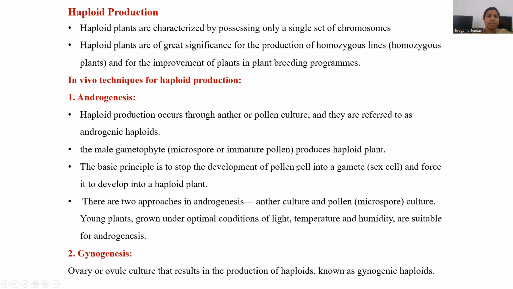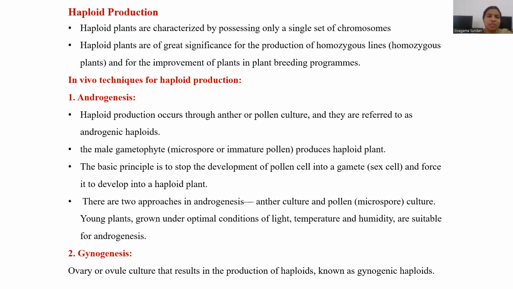So moving on to the technique, haploid production. Haploid production is nothing but producing a plantlet by plant tissue culture characterized by possessing only a single set of chromosomes. We call it haploid production. Say, for example, if I'm using immature anther to initiate my plant tissue culture, the plantlet which I get only has a half set of chromosomes. That we call haploid production.